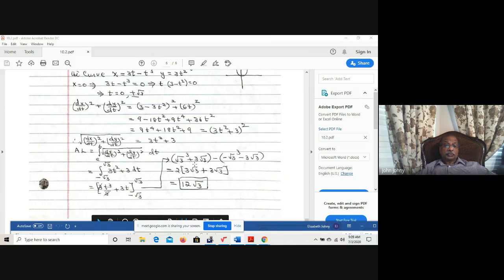You substitute square root of 3: square root of 3 the whole cubed plus 3 times square root of 3, minus negative square root of 3 the whole cubed minus 3 times square root of 3, because t is negative. So that is equal to 2 times 3 square root of 3. Here also there is a 3 square root of 3. So 2 times 3 square root of 3 plus 3 square root of 3. That is 3 plus 3 is 6. 6 2s are 12. 12 square root of 3.